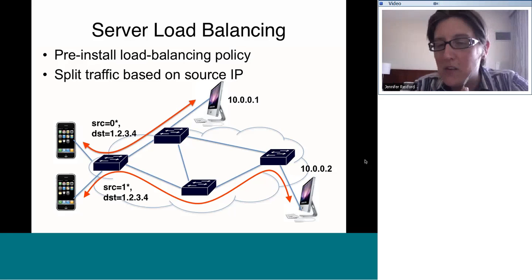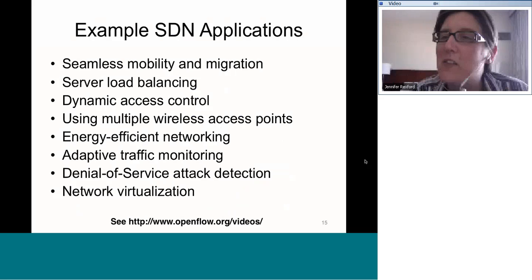Now, these are just two examples. In fact, what's interesting is these are just two of many examples. And so here's just a list of a bunch of applications people have been developing on top of OpenFlow using the same basic approach: seamless mobility and VM migration, server load balancing, dynamic access control policies, being able to spread traffic over multiple access points in the network at the same time, selectively shutting down parts of the network to save energy during periods of low load, adaptively changing the rules on the network to monitor different subsets of traffic, using that to detect denial of service attacks and block it, or even virtualizing the network by allowing different controller applications to manage different subsets of the traffic.